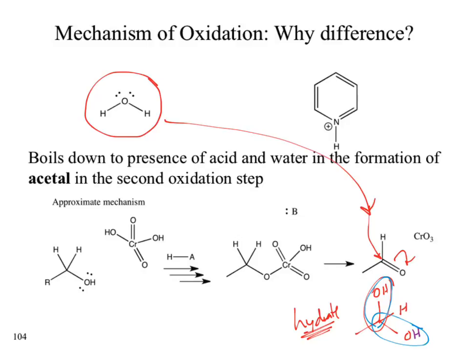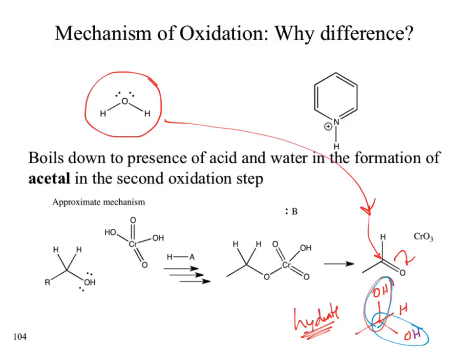That can react with chromic acid. Chromic acid can further oxidize. Why does PCC not do this? PCC does not have water. If there's no water, it can't react with the aldehyde. I don't have an alcohol. The reaction can't continue to oxidize. How do we know this to be true? What happens if we take PCC and we run that reaction and then add water to it? It oxidizes all the way down to the carboxylic acid.